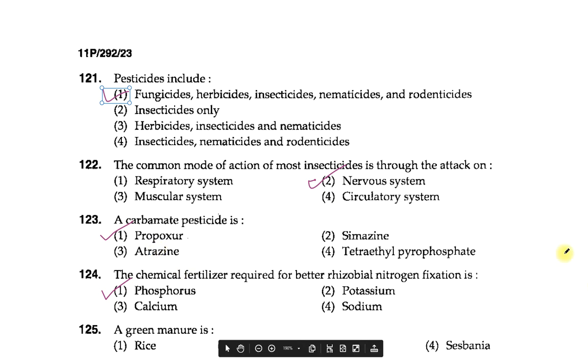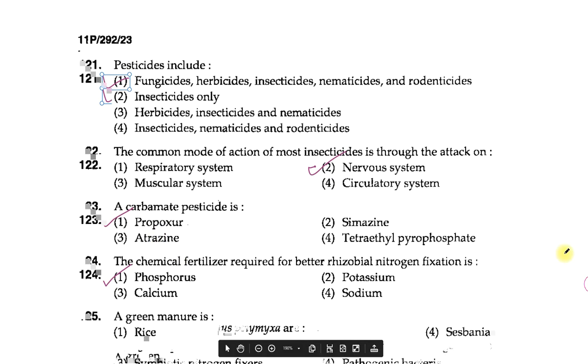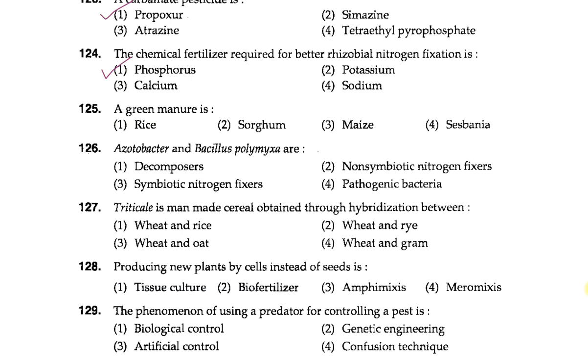Question number 125. A green manure is 1. Rice, 2. Sorghum, 3. Maize, 4. Sesbania. Here the correct one is sesbania. These are plants which can grow in the fields and enrich the soil with nitrogen and sulfur. Other examples of green manures are cannabis, clover, beans, peas, ryegrass and some grasses.